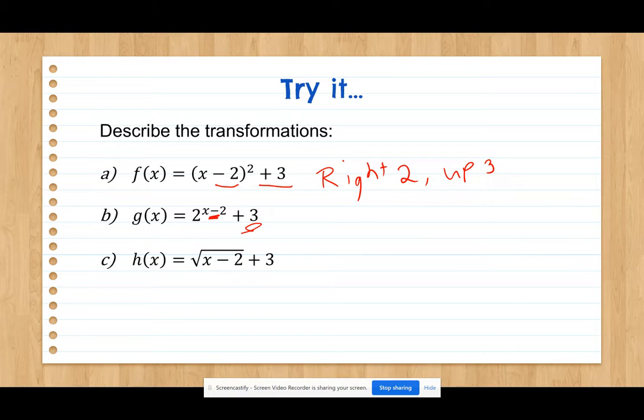All right, this one, we have something going on up here with our x, and we have our +3. This one is exactly the same. It's just an exponential function. So touching the x, this is also right 2 and up 3. And then this one here, we have our -2 touching the x and our 3. So all three of these functions, I think they tried to trick us. All three of them are right 2 and up 3.